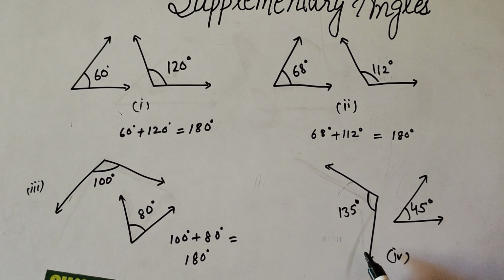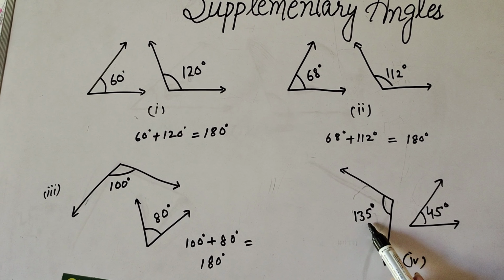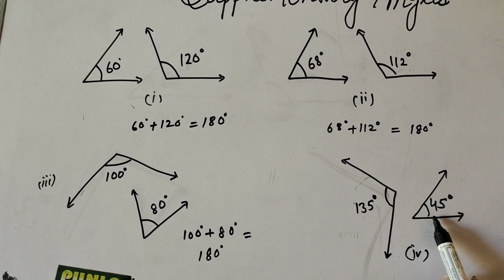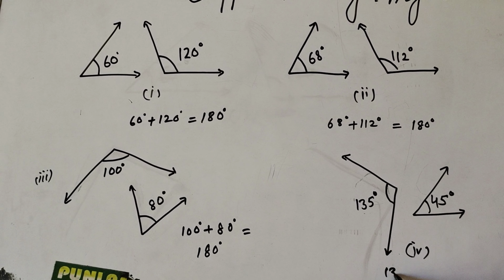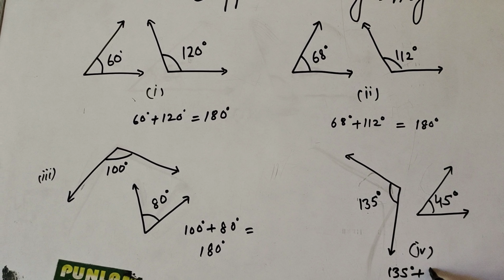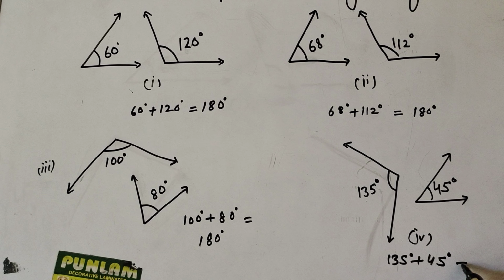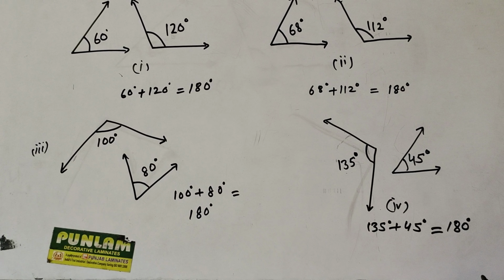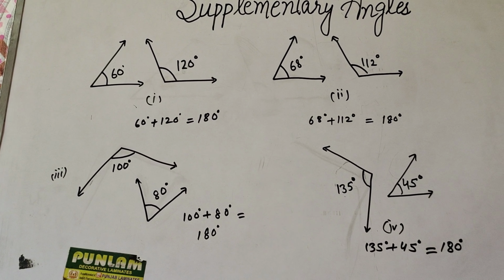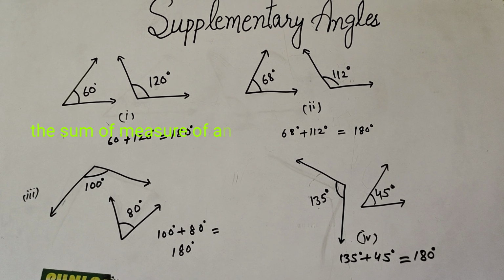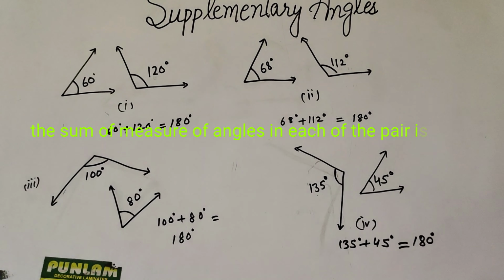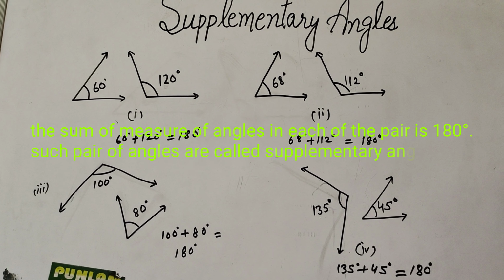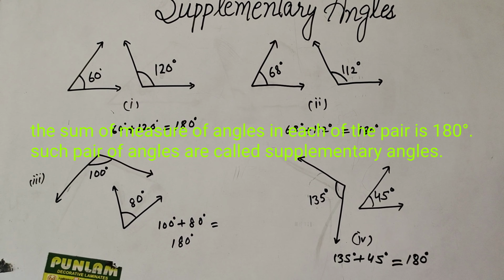In this pair of angles, one angle is 135 degrees, second angle is 45 degrees. So we add these two angles, 135 degrees plus 45 degrees. When we add these two angles, we get answer 180 degrees. The sum of the measure of angles in each of the pairs is 180 degrees. Such pairs of angles are called supplementary angles.